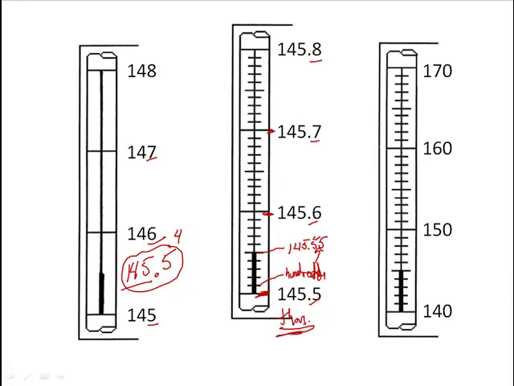Now I got to guess the thousandths. So how many tenths of the way is it between this value, 145.55, and 145.56? So how many tenths of the way is it between these two values? What do you think? Looks to me like it's right on the money. So I'm saying it's 0 tenths of the way there.